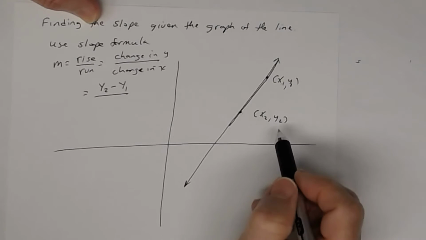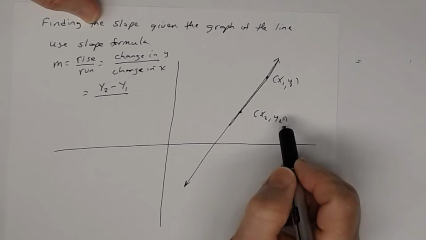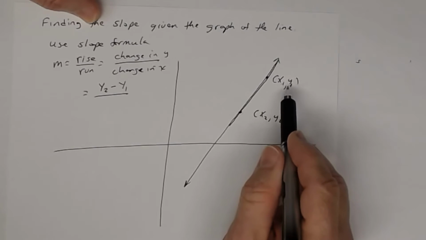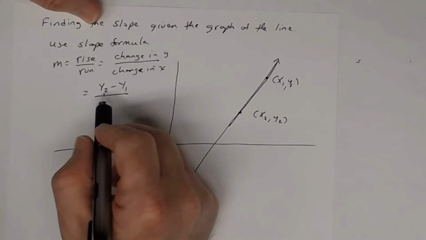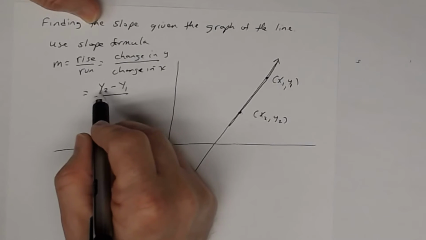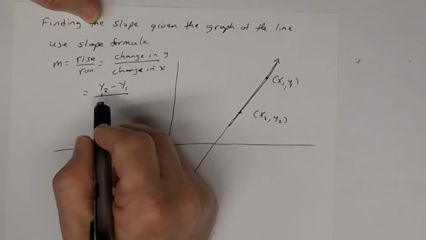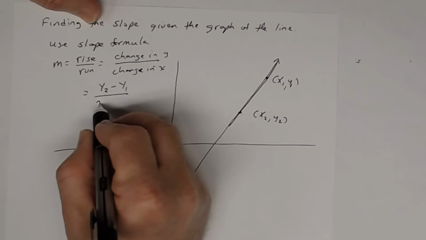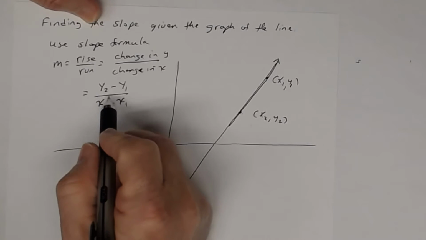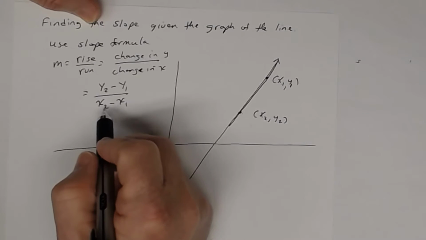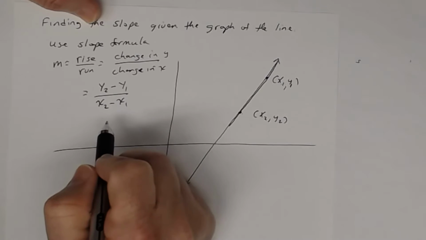So basically, you're going to take this y-coordinate, and you're going to subtract this y-coordinate from it. Now, the order matters in the denominator. So whatever you start out with in the numerator, so if I start out with y2, then I must start out with x2. So I'm going to say x2 minus x1. So notice the subscripts here match up. So y2, x2, y1, x1.